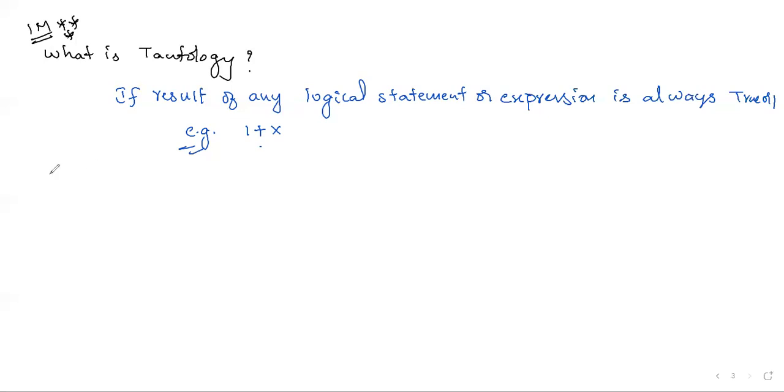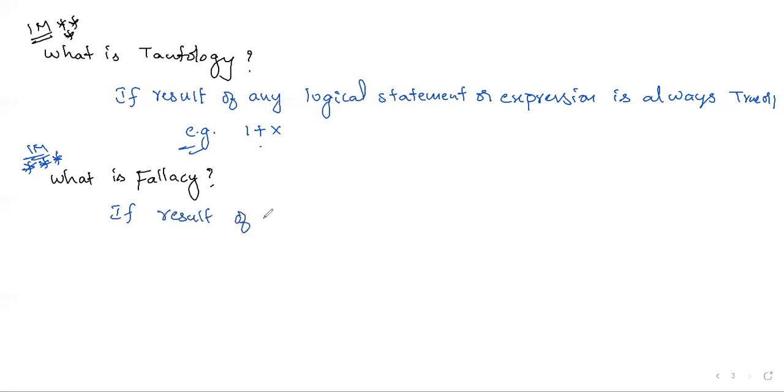Next, what is meant by fallacy? It is the opposite of tautology. If the result of a logical statement is always true or one, then it is a tautology. If the result of any logical statement is false or zero, then it will be a fallacy. This is also a most important 1 mark question.